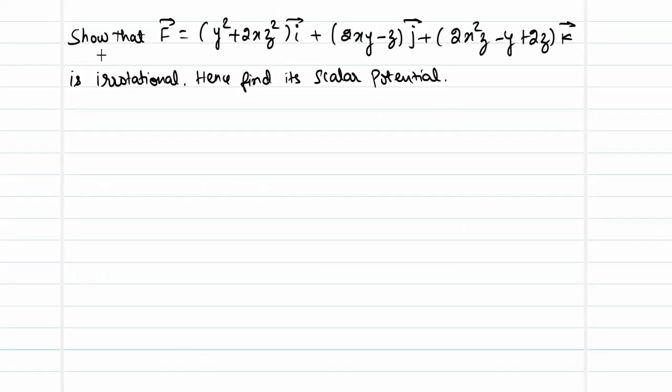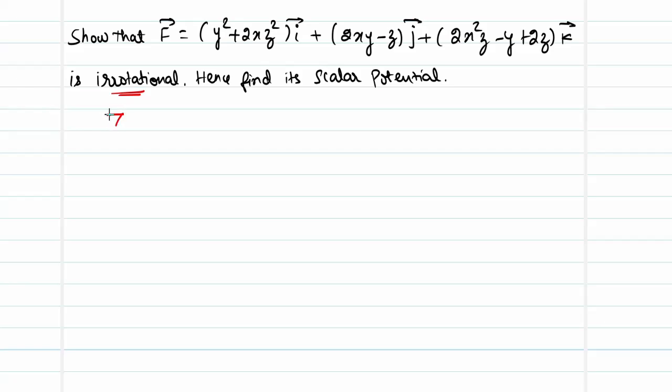Now the problem is, F vector is given by (y² + 2xz²) i + (2xy − z) j + (2x²z − y + 2z) k. We'll have to show that this F vector is irrotational and hence find the corresponding scalar potential of it. Okay, so we'll begin with the first task, to prove that F vector is irrotational.